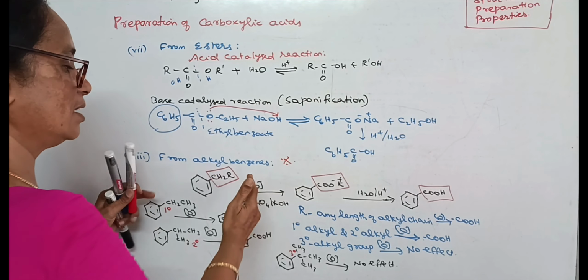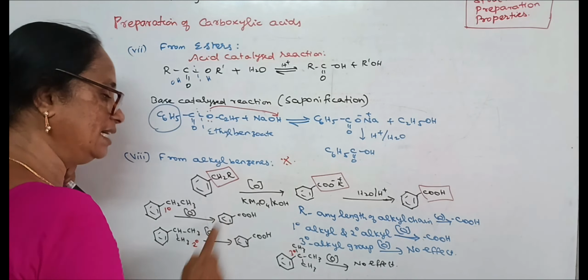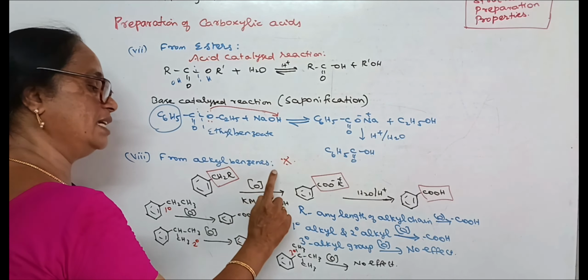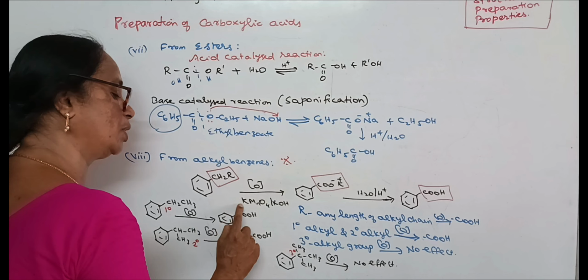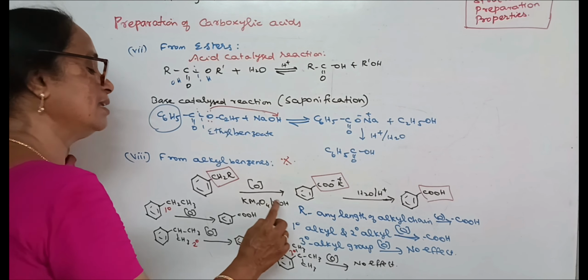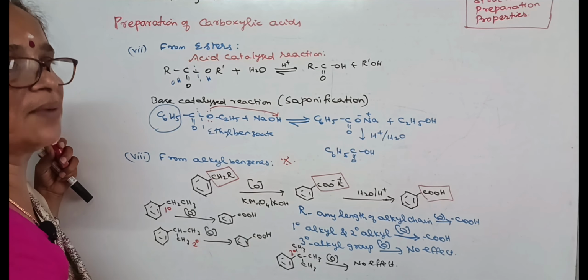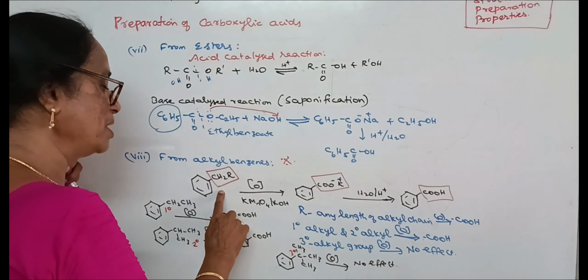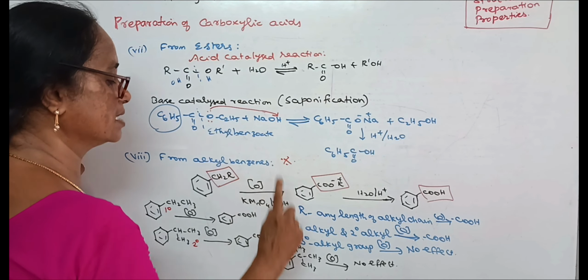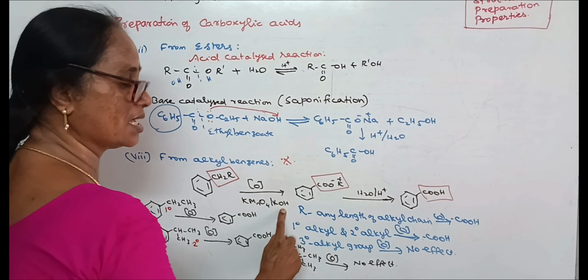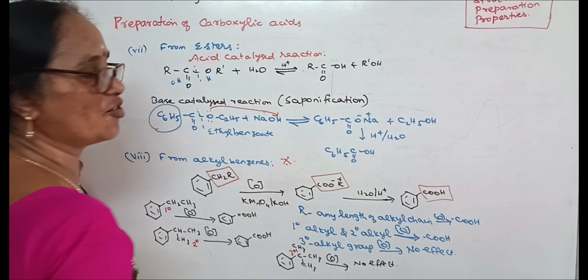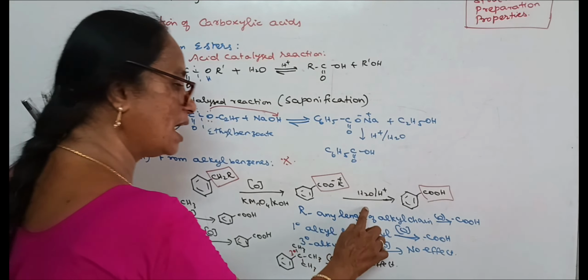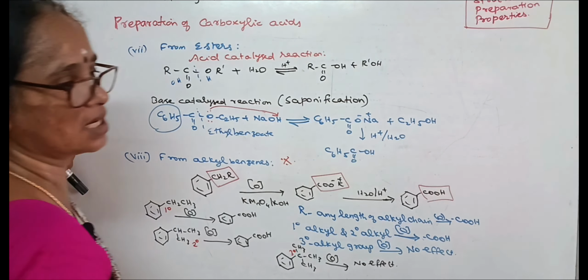This is the beauty of the reaction, and it undergoes the oxidation reaction only in the presence of strong alkaline potassium permanganate. Here the alkali I have taken is potassium hydroxide. The carboxylic acid formed, due to the presence of the base, gets neutralized to form the potassium salt of benzoate. Upon hydrolysis I am getting benzoic acid.